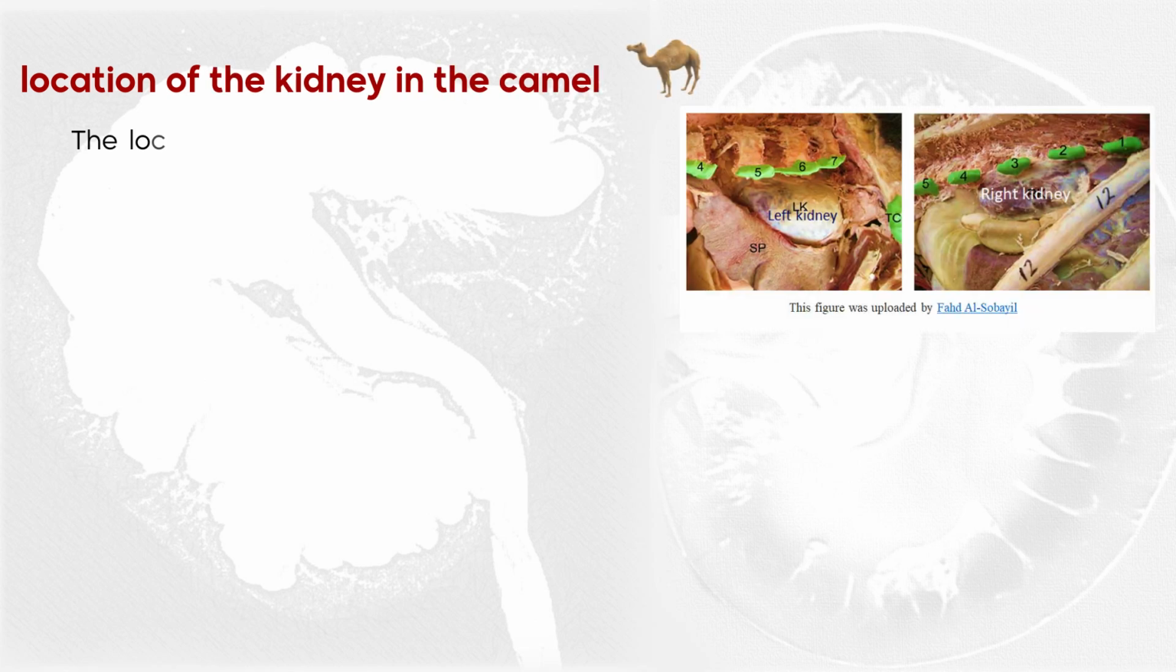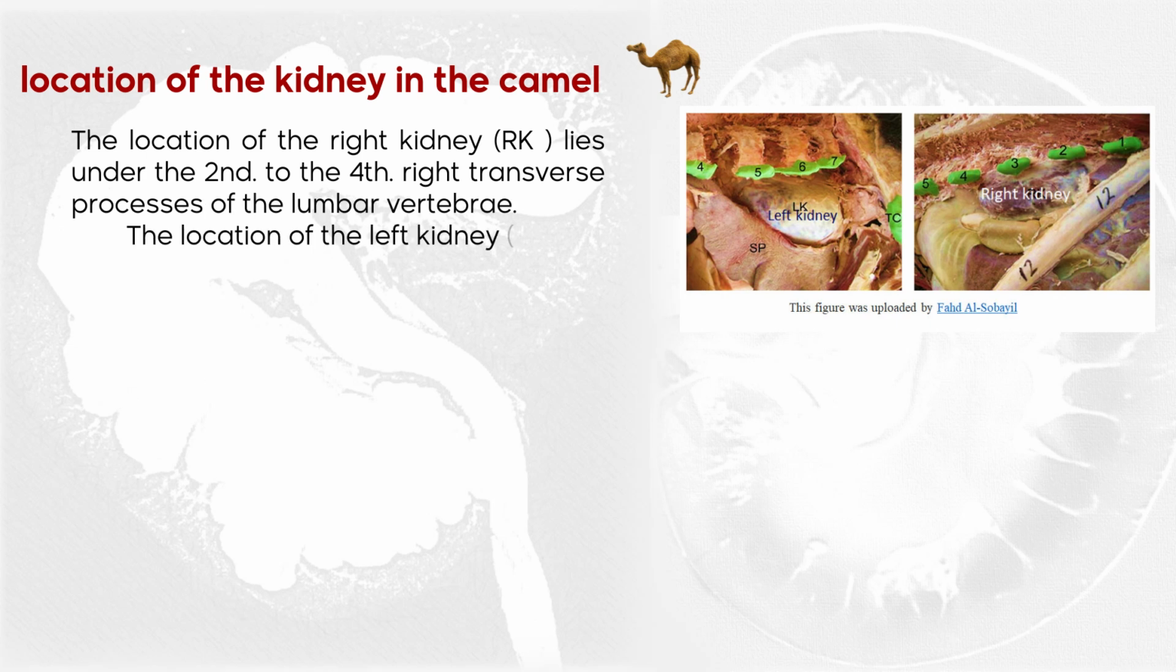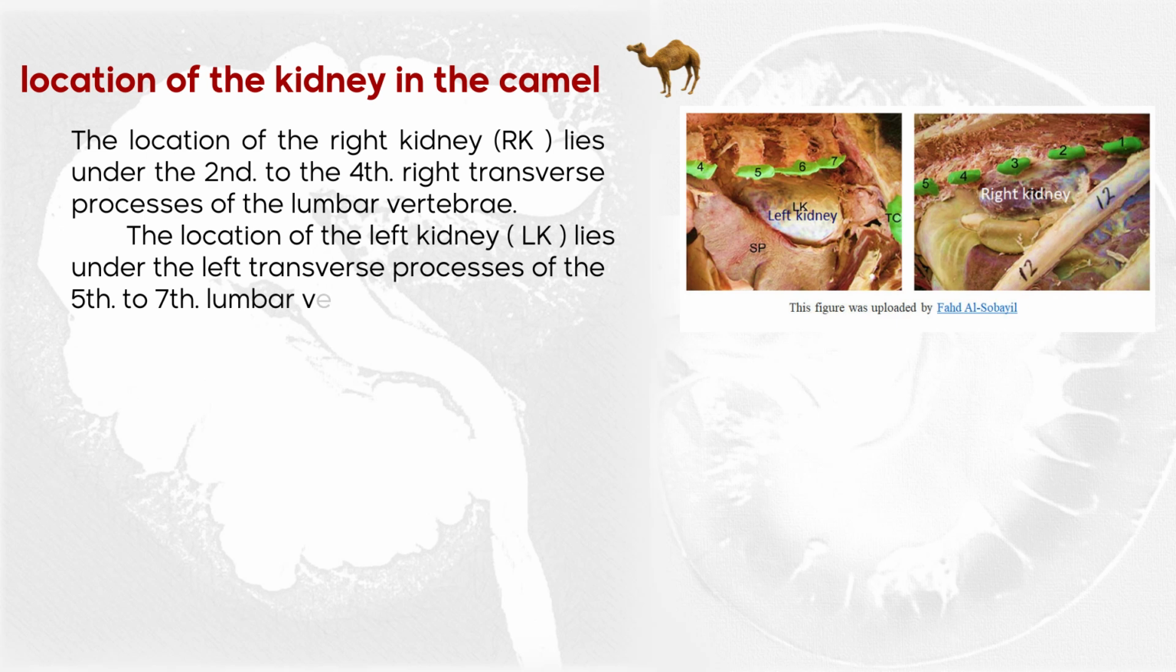Location of the kidney in the camel. The right kidney, RK, lies under the second to the fourth right transverse processes of the lumbar vertebrae. The left kidney, LK, lies under the left transverse processes of the fifth to seventh lumbar vertebrae.